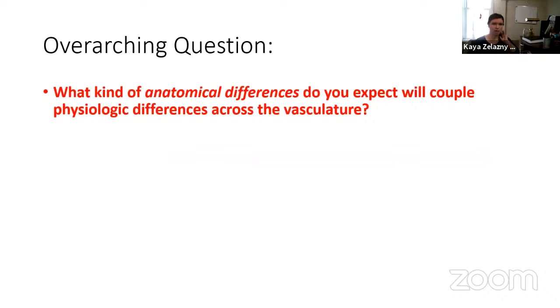So our overarching question here is, what kind of anatomical differences are we going to expect to couple with physiological differences in the vasculature? We know the physiological differences: we're interested in changes in flow, changes in resistance, associations with pressure. Now we're going to pair that with what these vessels actually look like. So these two different types of understanding about the body should come together.